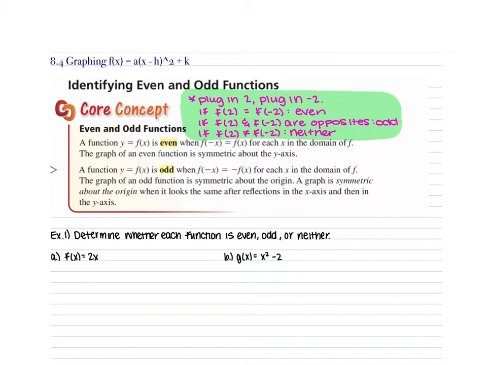If we look at example 1, it tells us to determine whether each function is even, odd, or neither. So again, we're going to plug in 2, we're going to plug in negative 2, see what our answers are, and then compare them. When we compare them, that will give us whether or not they're even, odd, or neither.